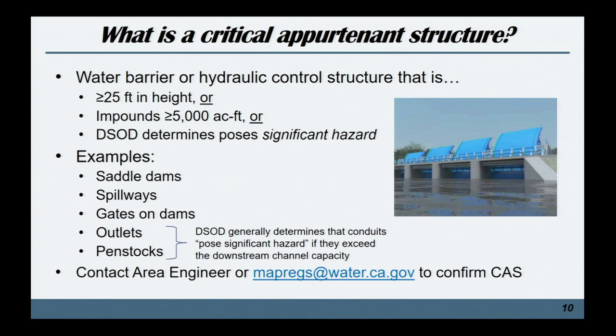I have some examples here: saddle dams, large spillways, and gates on dams, if they meet the height or volume criteria. Outlets, penstocks, and other conduits can be considered a critical appurtenant structure if they pose a significant hazard. The way we're generally interpreting that is if a failure of those would exceed the downstream channel capacity. If you're not sure whether a structure at your dam is considered a critical appurtenant structure, you can contact your area engineer and we can confirm with you whether you need to make a map for that structure or not.